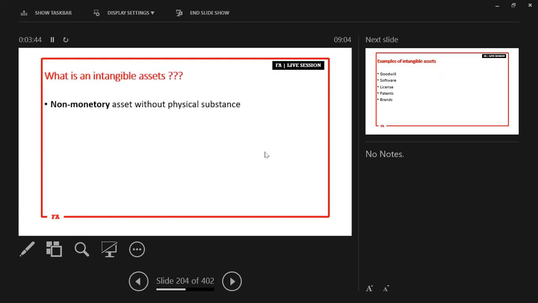So, as he has said, non-current asset refers to what? Are you able to read? What can you see? Non-monetary assets without physical substance.